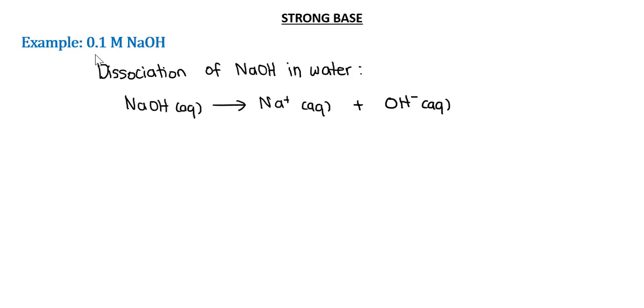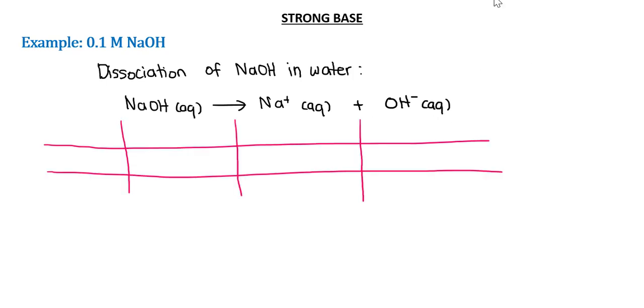To find the pH of 0.1 molar of sodium hydroxide, first we need the dissociation reaction of the sodium hydroxide in water. Since sodium hydroxide is a strong base, it will fully dissociate into Na+ ion and OH- ion. Then, construct a reaction table that contains the initial concentration, change in concentration, and final concentration.